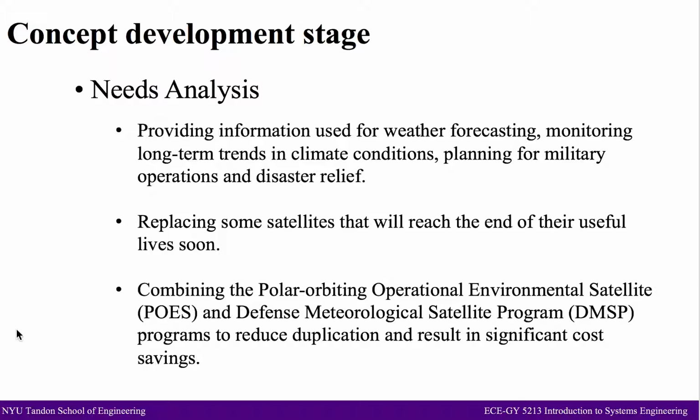Since the last century, environmental satellites have been applied widely in the operations of both military and civilian agencies. Those satellites provide the information used for weather forecasting, monitoring long-term trends in climate conditions, planning for military operations and disaster relief, as well as monitoring near-Earth space conditions that affect satellite operations. The United States government realized the huge impact brought by the environmental satellite programs.